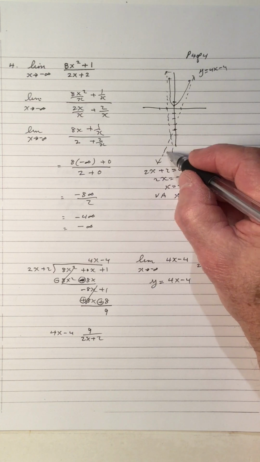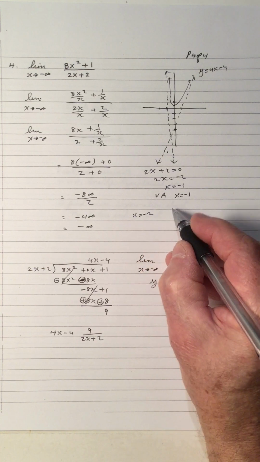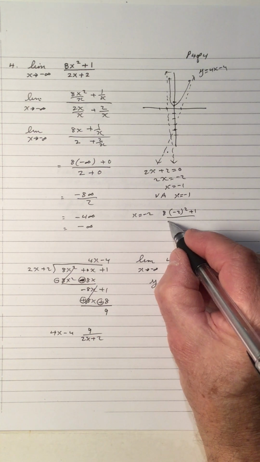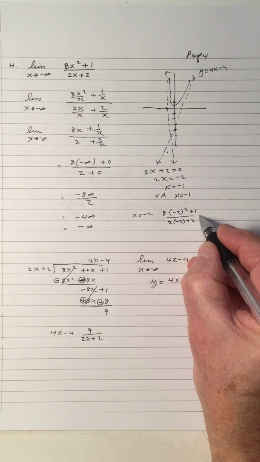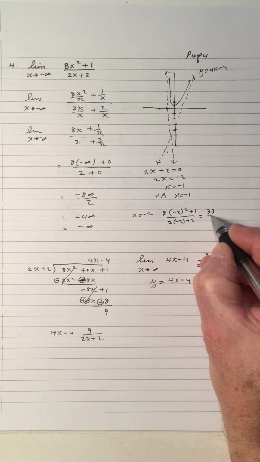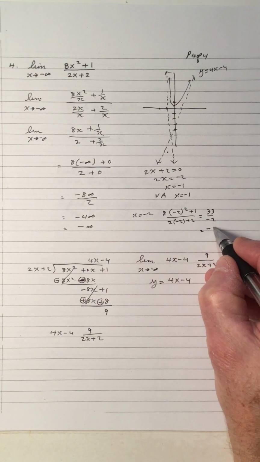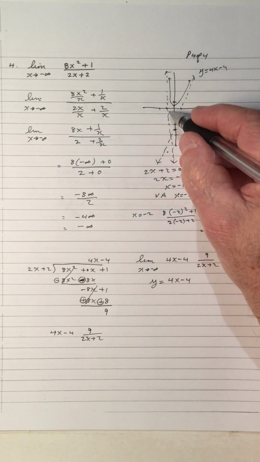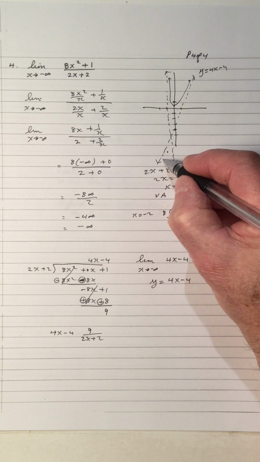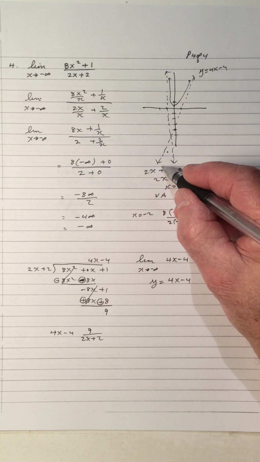Another point, we can put negative 2 in. Let's do it anyways. 8 times negative 2 squared plus 1, and 2 times negative 2 plus 2. That's 32 plus 1, that's 33. And negative 4 plus 2 is negative 2. So that's negative 16 and a half. So it's way, way down here. When x is negative 2, you can see it's down here.